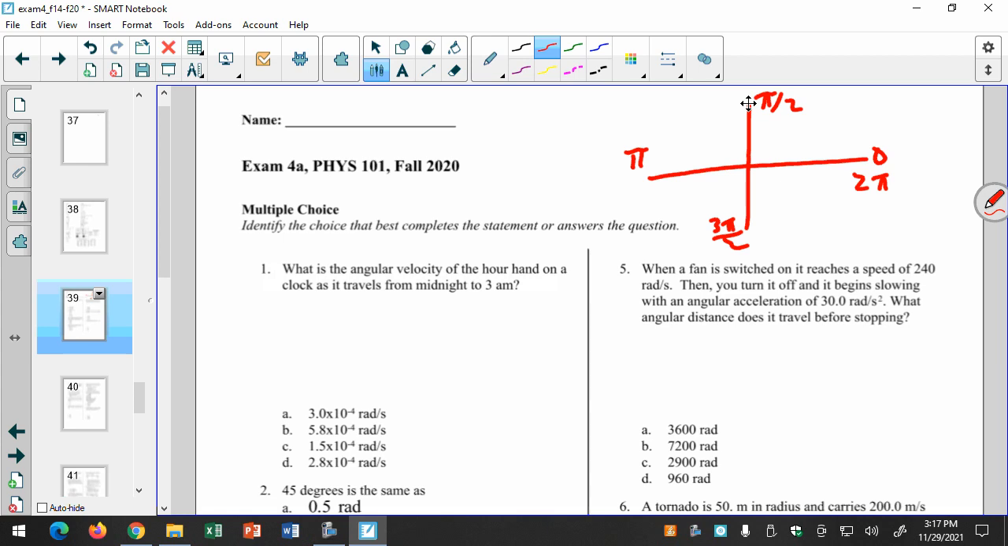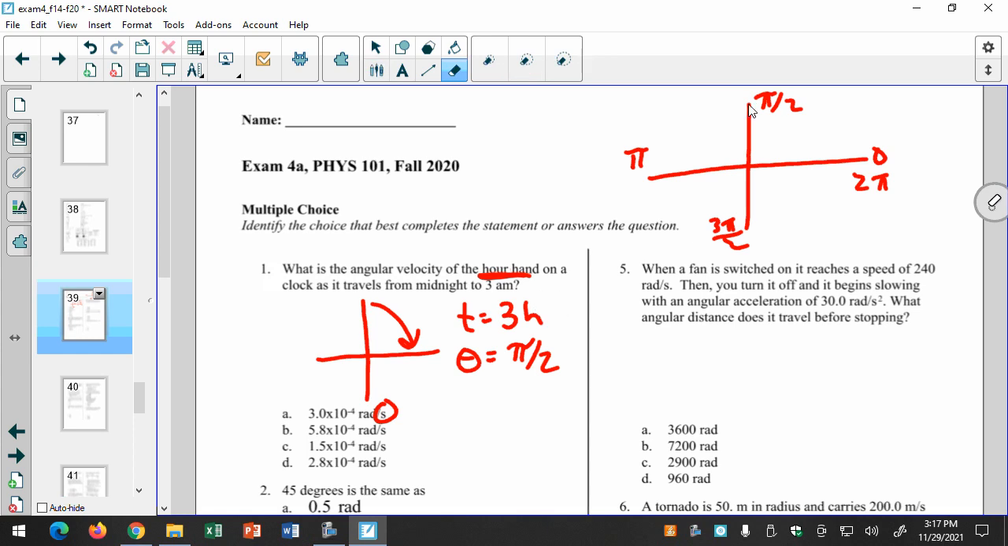So what is the angular velocity of the hour hand on a clock as it travels from midnight to 3 a.m.? So I'm going from here down to here. So this is the hour hand. So the time for the hour hand to go from midnight to 3 a.m. is 3 hours, right? And then the angular displacement that it undergoes in that time is pi over 2 radians. Notice that I have seconds here, so I need to convert this hours to seconds. In 1 hour, there are 3,600 seconds.